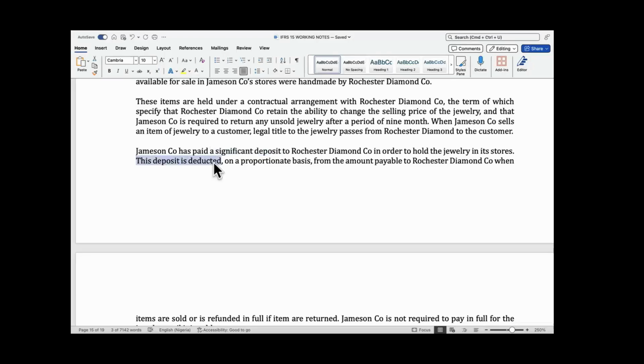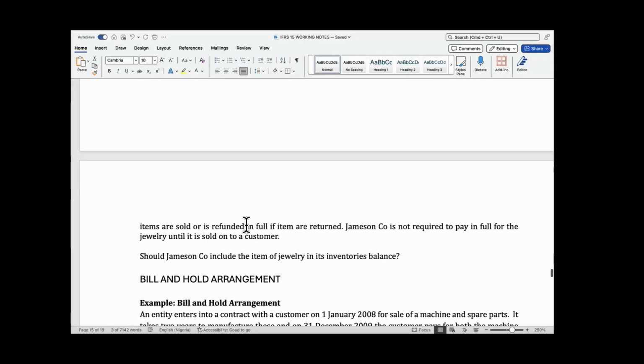So look at it. They now say this deposit is deducted on a proportionate basis from the amounts payable to Rochester when items are sold, or is refunded in full if items are returned. Jameson is not required to pay in full for the jewelry until it is sold to the customer. Which means that Jameson is not supposed to pay Rochester until he has sold all the goods. He will then go and give Rochester his money, saying, the goods you said I should sell for you, I've sold them, take your money.